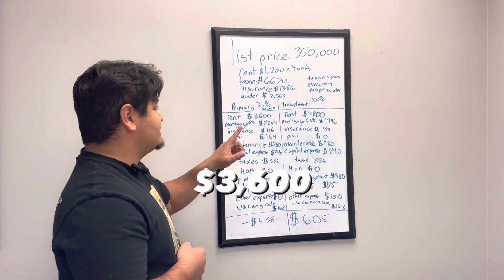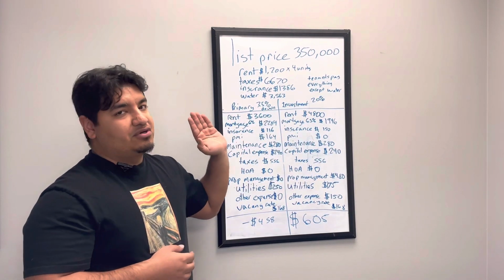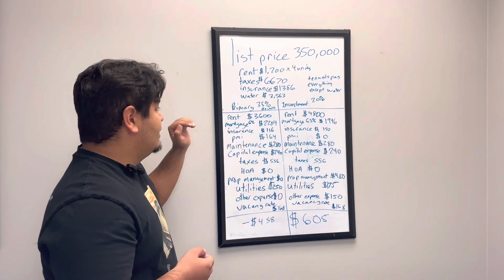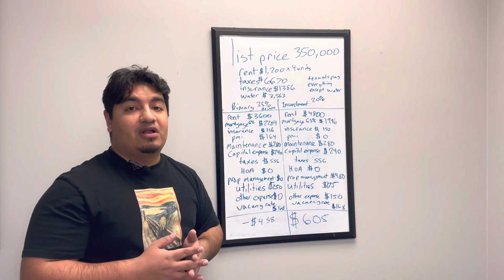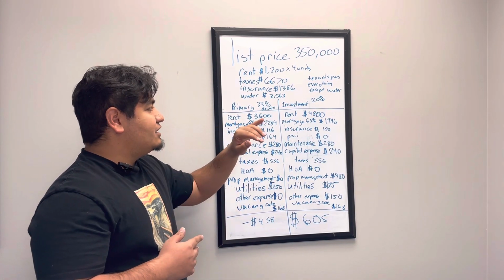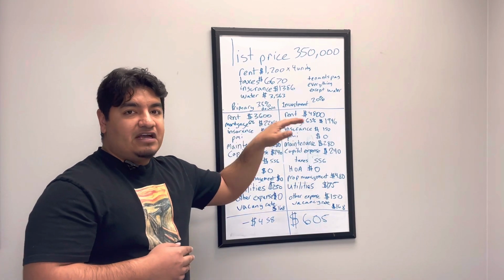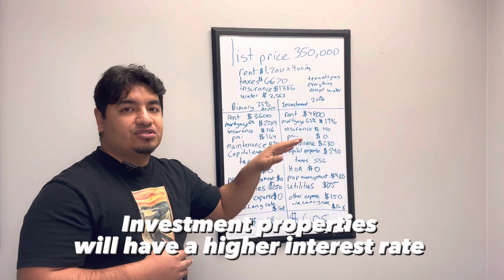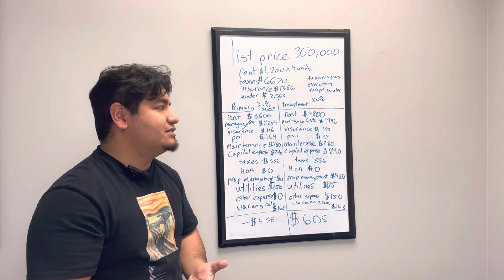So the rent is 3,600. The rent is 4,800 here. The difference is because you're going to be living in one of the units. So the mortgage rate, this is going to be only principal and interest. This is going to be at 6%, and then on investment it's going to be 6.5%, because typically investment properties will have a higher interest rate than a normal primary residence.